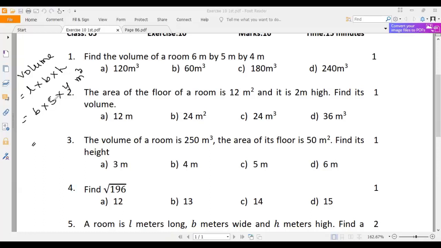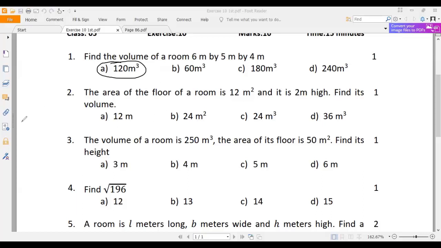After multiplying these three values, we'll get our final solution. Look, 6 5s are 30, 30 4s are 120 meter cube. So 120 meter cube will be the answer of this problem. Very simple. Now, number two. Number two says the area of the floor of a room is 12 meters square and it is 2 meter high. Find its volume. So how can you solve this problem?